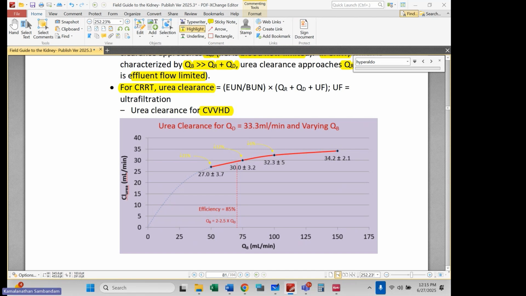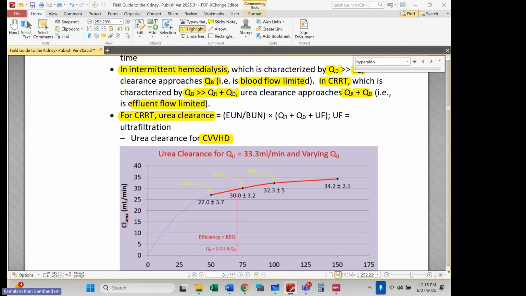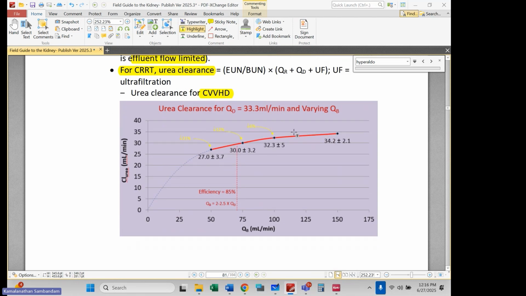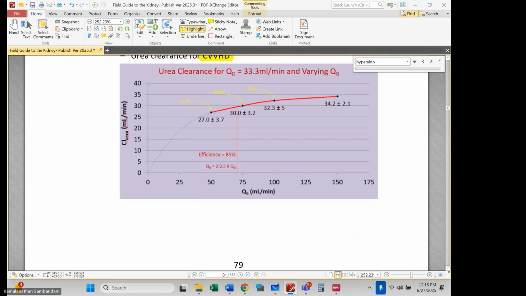What does that mean in real life? It means that as you crank up your blood flow rate beyond a mere 75 cc's per minute, if you go from 75 cc's per minute to 100 or 150 or 180, you're not getting any more urea clearance. Why? Because with CRT, my clearance is really limited by my total effluent flow rate. It can never exceed 33 mils per minute. You can see that I'm plateauing out, okay?